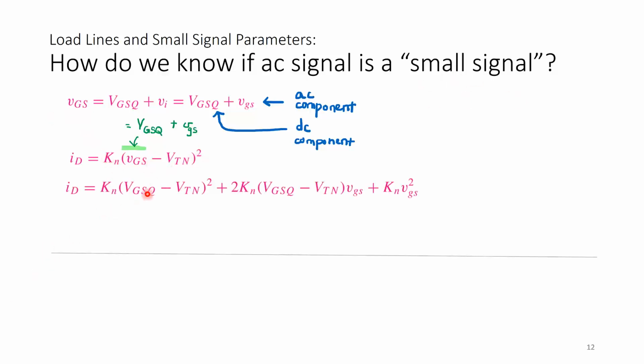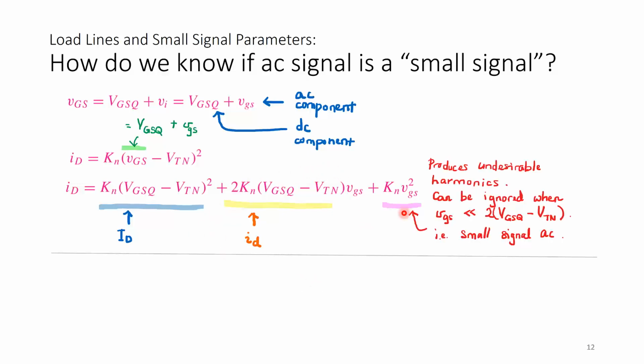If I expand this quadratic equation, I can get this longer expression, which is an expansion of the quadratic equation. So this part here is the DC ID. This part here is the AC ID, and this one here produces undesirable harmonics, and it can be ignored. How do we make it ignored? We can neglect it if vgs is much smaller than twice of VGSQ minus VTN. So if vgs can be ignored, then we say we qualify for the small signal AC analysis.